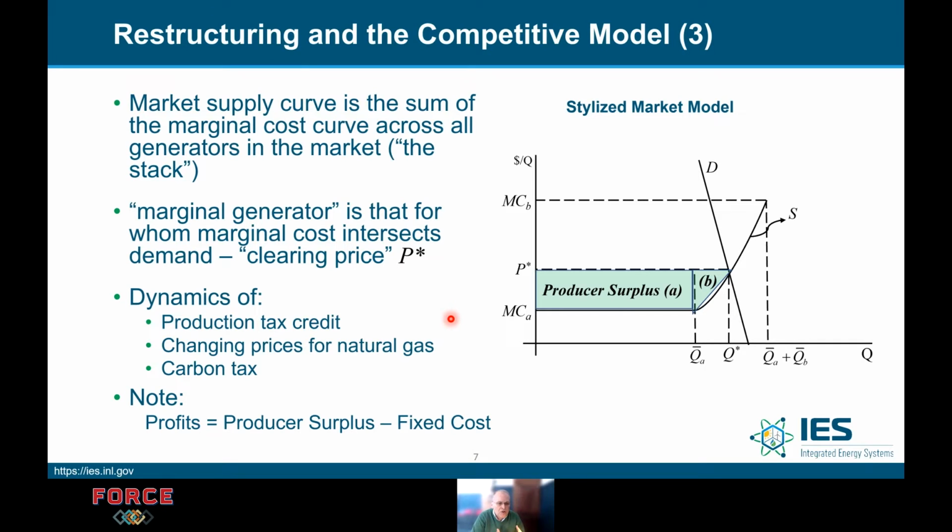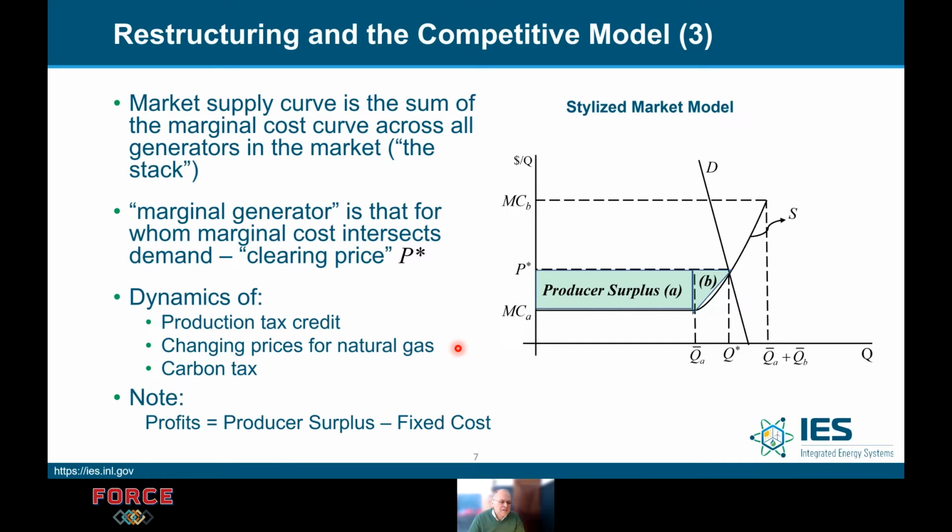So long as they are producing, that allows them to be part of the market and enter a bid into the market. That's going to change the position of this supply curve, which in turn will change the producer surplus for the remaining generators who are in the market who do not receive the production tax credit. So that's one element of dynamics that impacts generators.